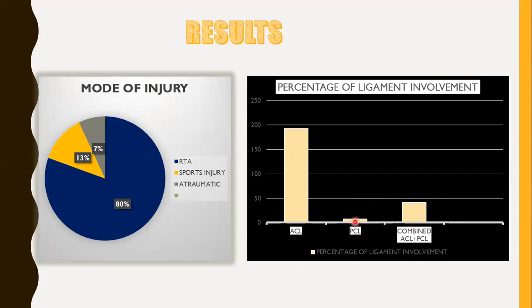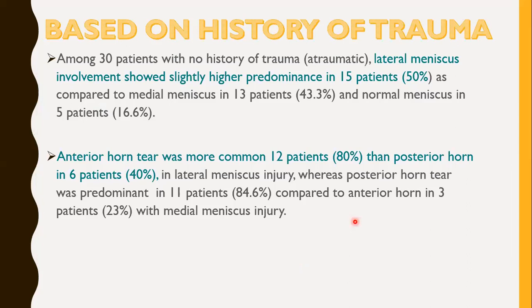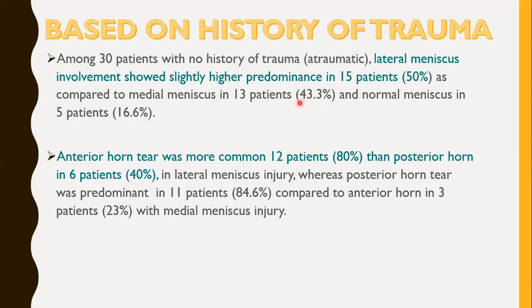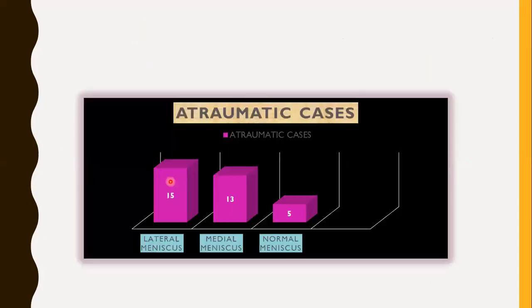Based on history of trauma, among 30 patients with no history of trauma, that is atraumatic patients, lateral meniscus involvement showed slightly higher predominance, that is in 50%, as compared to medial meniscus in 43.3% and normal meniscus in 16%. Anterior horn tear of the lateral meniscus was more common as compared to posterior horn tear. In this graphical representation, we can see that in atraumatic cases, lateral meniscus was more predominantly involved as compared to medial meniscus and normal meniscus.